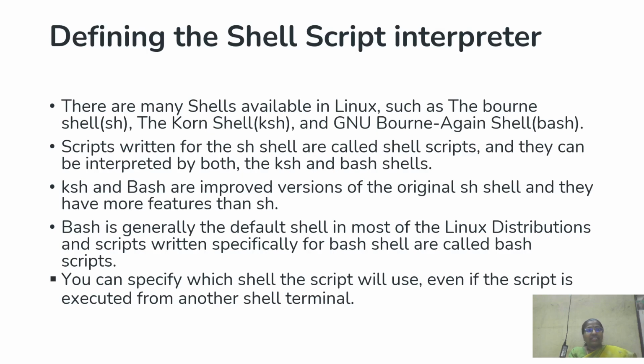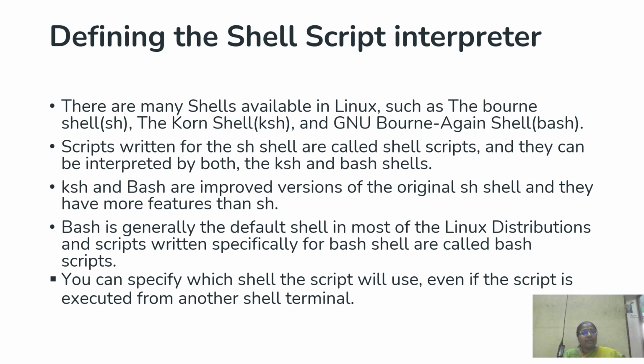So, defining the shell script interpreter. There are many shells available in Linux, such as Bourne shell, Korn shell and GNU Bourne shell. Scripts written for the sh shell are called shell scripts, and they can be interpreted by both ksh and bash. ksh and bash are improved versions of the original sh shell, and they have more features than sh. Bash is generally the default shell in most Linux distributions.